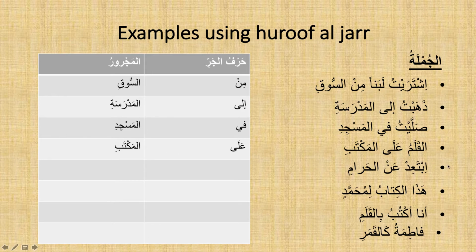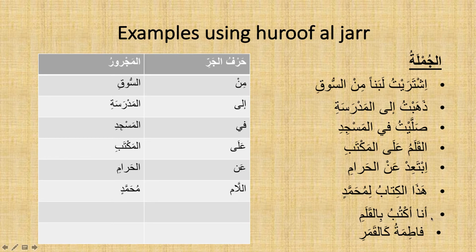Now let's take this example. ابتعد عن الحرام. Stay away from haram. So the حرف الجر here will be عن, and the اسم المجرور will be الحرام. So move on to the next example. هذا الكتاب لمحمد. This book is for Muhammad. So the حرف الجر here will be اللام, and اسم المجرور will be محمد. And as you can see in this example, the lam is attached to the اسم المجرور.